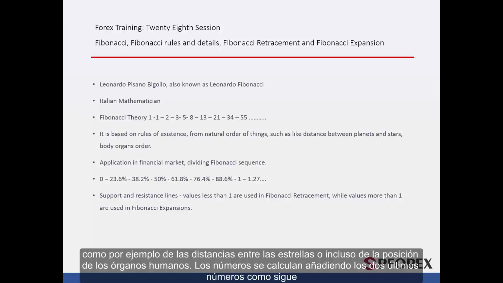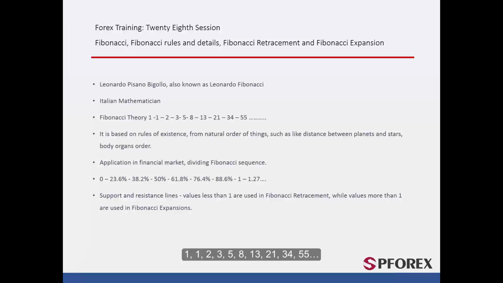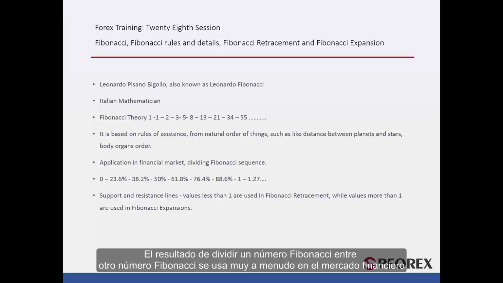The numbers are calculated through adding the last two numbers as follows: 1, 1, 2, 3, 5, 8, 13, 21, 34, 55, and so on. The result of a given Fibonacci number divided by another Fibonacci number is used in financial market considerably.